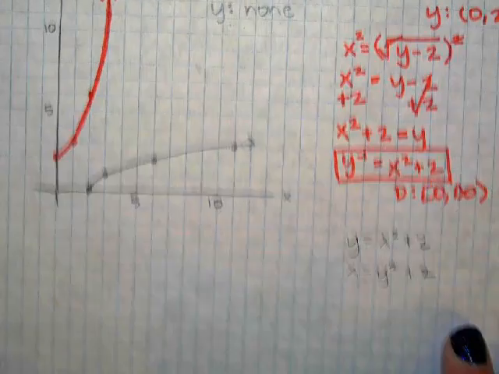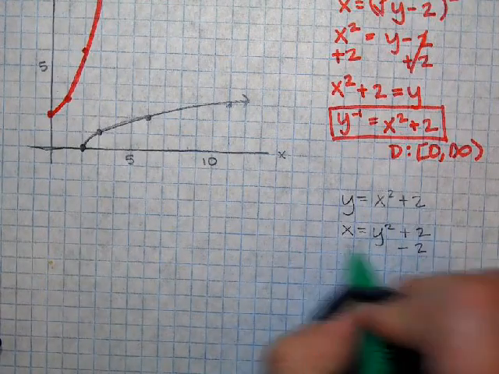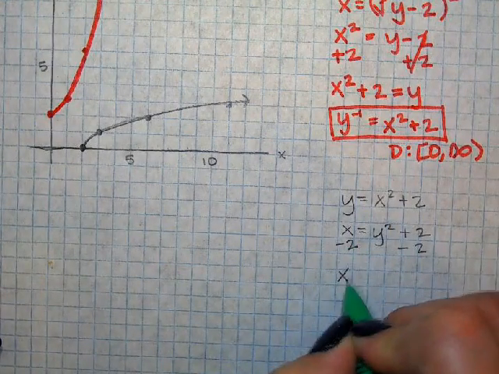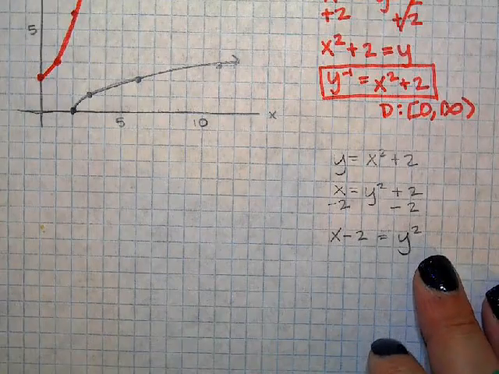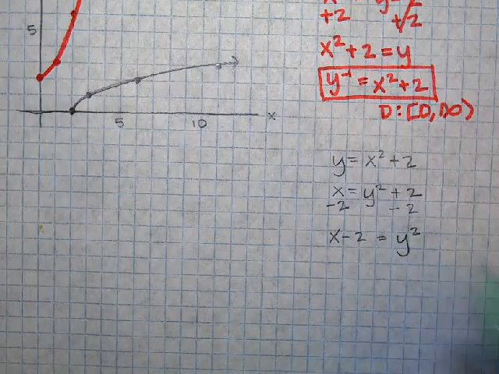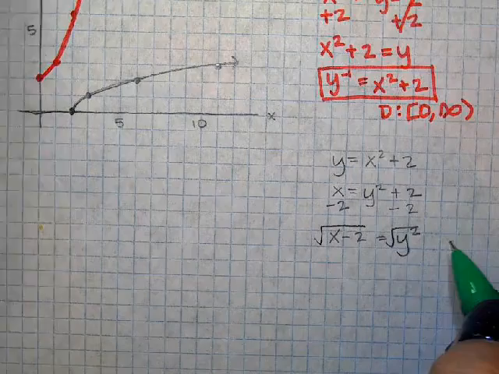Minus 2. X minus 2 equals y squared. And then what would you do? Square root. And what have teachers in the past told you that you have to be careful of when you square root something? What are you supposed to put in front of a square root when you're the one doing the square root?